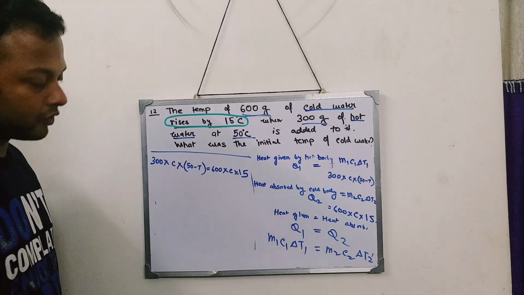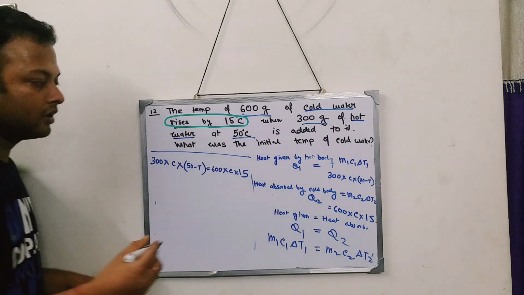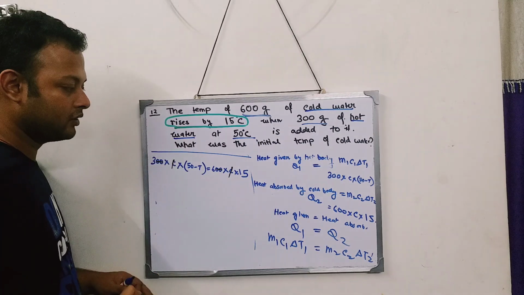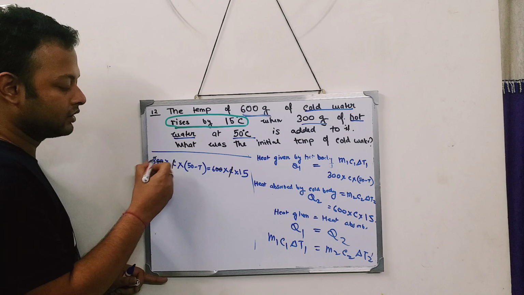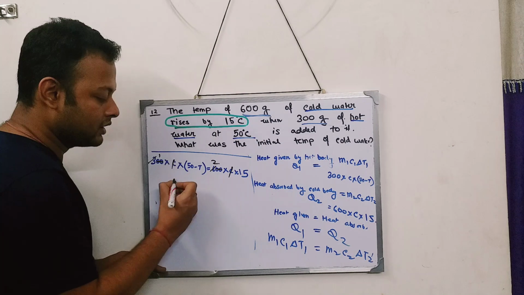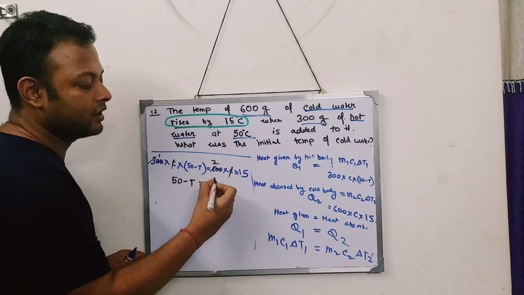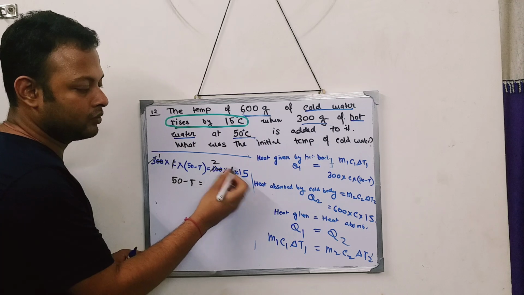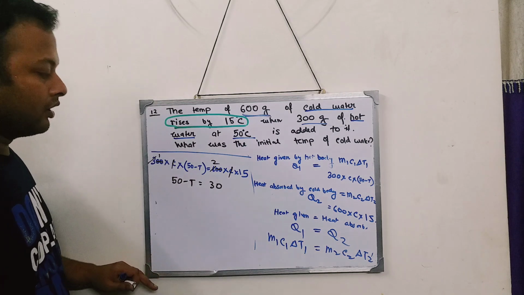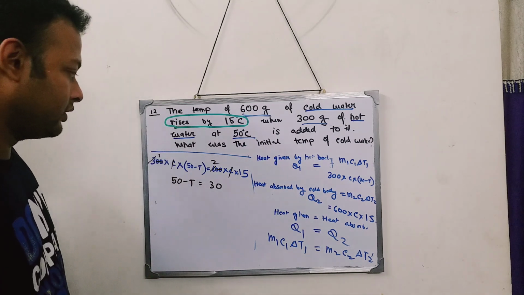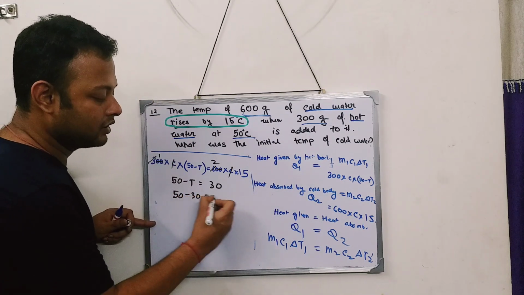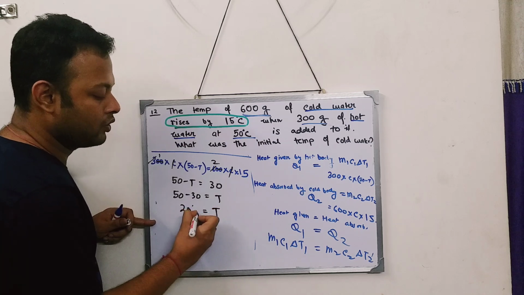Now after this, you just have to cancel the common terms. C gets cancelled, the zeros get cancelled. You can also cancel 3 ones are 3 and 3 twos are 6. So what I am left with on this side is 50 minus T, and on this side you have what? 2 into 15, that is 30. Now I think everything is correct. Now this 50, this 30 will come to this side, and this T will go to that side. So T is equal to 20 degrees centigrade.